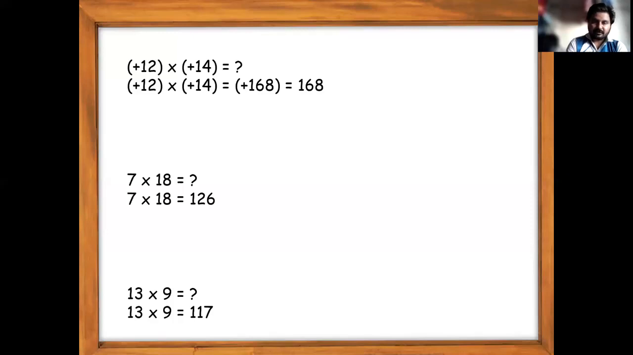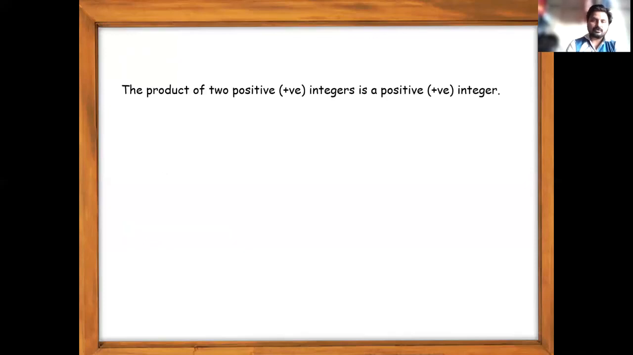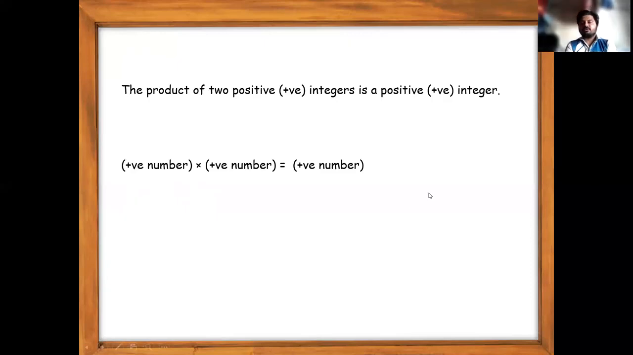So students, observe all these examples and tell me what do you infer from all these examples? Yes, excellent. When you multiply two positive numbers, you get your answer as a positive number. So the product of two positive integers is a positive integer. So how do we write to remember it? A positive number multiplied by a positive number would give you a positive number only. I hope till this much you all are clear. There is no doubt. Yes. So let us proceed ahead.